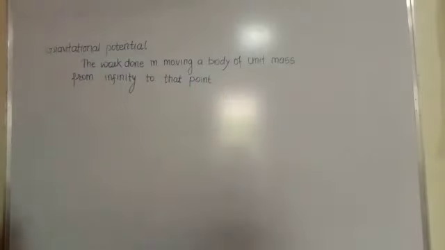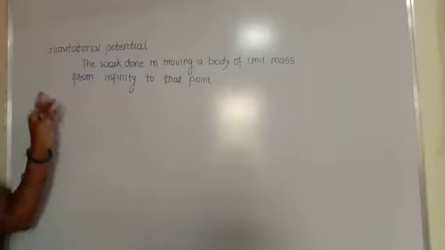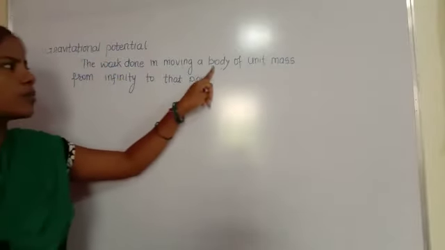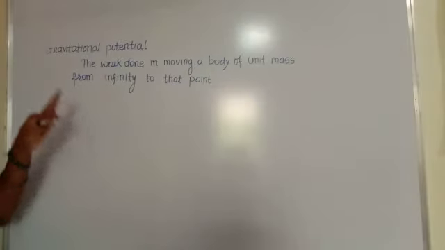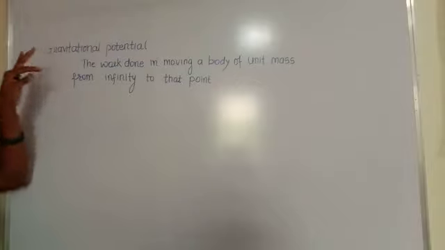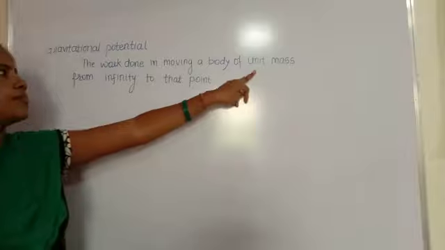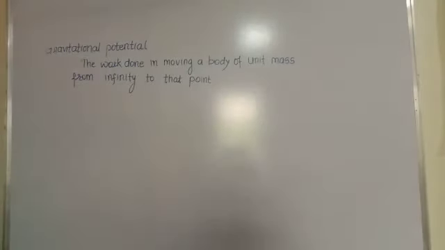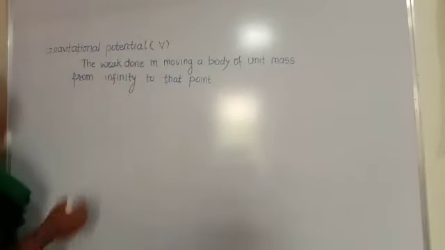Means we are calculating here the gravitational potential at a specific point. So the gravitational potential at that point is nothing but the work done in moving a body of unit mass from infinity to that point. Where the body is situated, or where we are calculating the potential at a specific point, we have to move this unit mass body from infinity to that point. So this is called the gravitational potential, and it is denoted by the letter V, capital V.